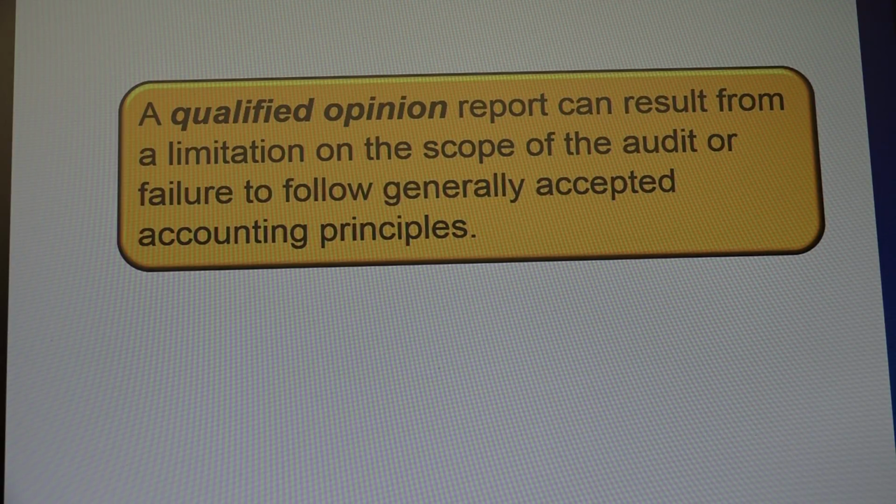Now again, when you're issuing a qualified opinion, you're still going to indicate that in your opinion the financial statements are fairly stated. And it's one of these but-for types of opinions: but for, let's say, inventories, the rest of the financial statements in the auditor's opinion are fairly stated.